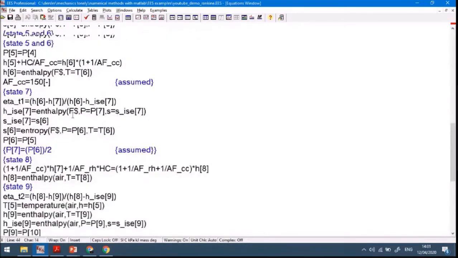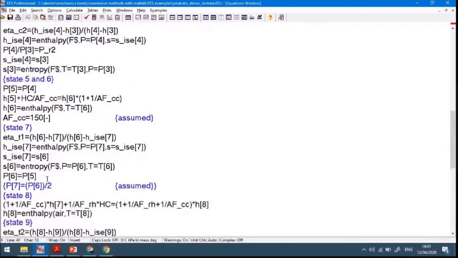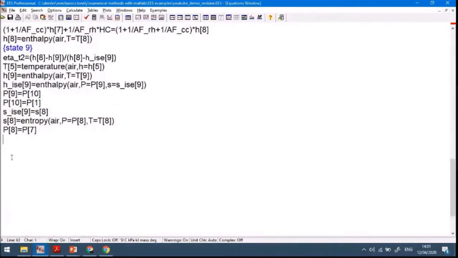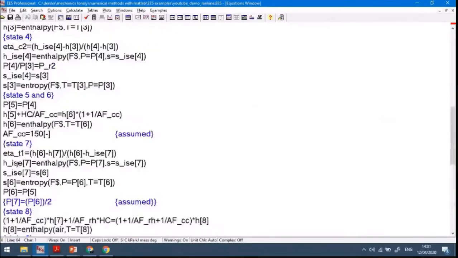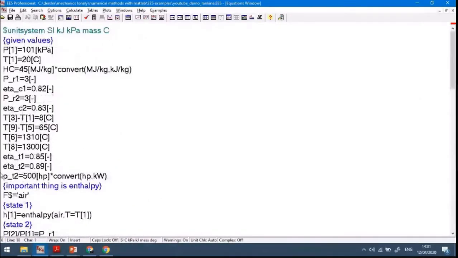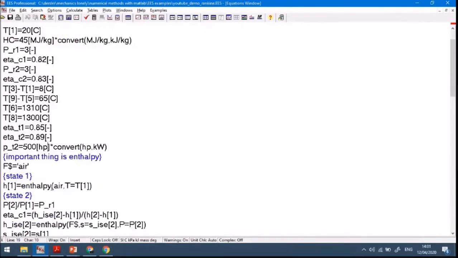Now we have one part implemented. We have cleared this part. Now AFCC, we should find it. So let's go back to the next equation. The next equation is that the power of turbine 2 is given. I will use it now.